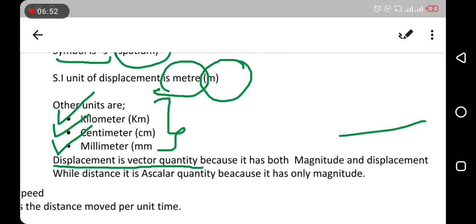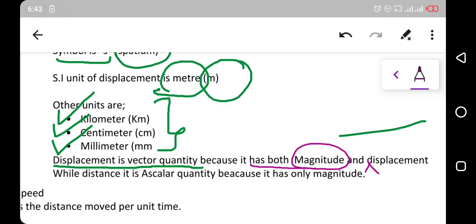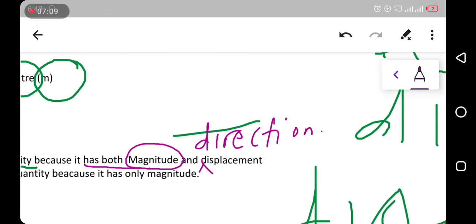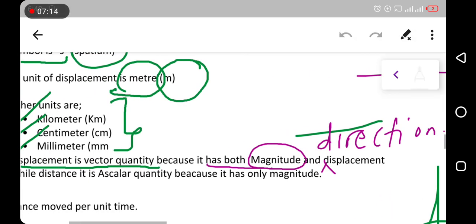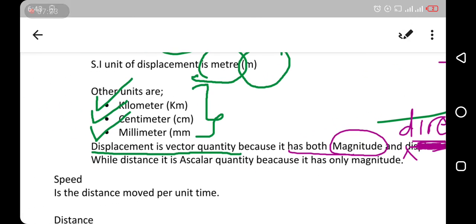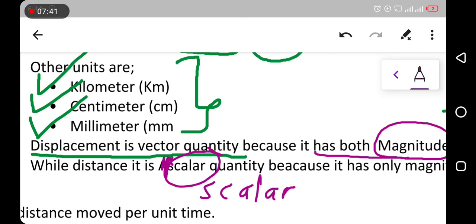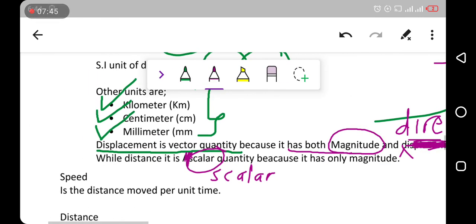So I write this: displacement is a vector quantity because it has both magnitude and direction. Kwa hiyo hapa utaandika and direction. While distance is a scalar quantity. Cancel this capital A, so it is a scalar quantity. Why is it a scalar quantity? Because it has only magnitude. This is the main difference between distance and displacement.